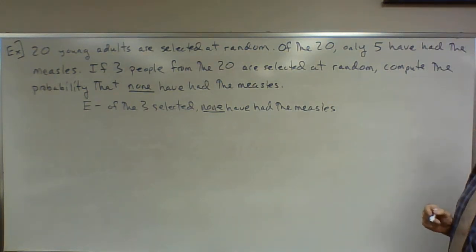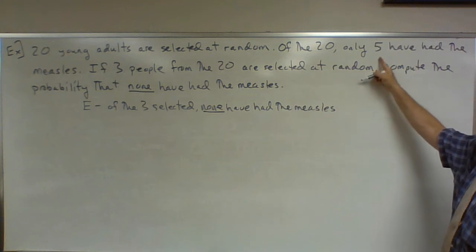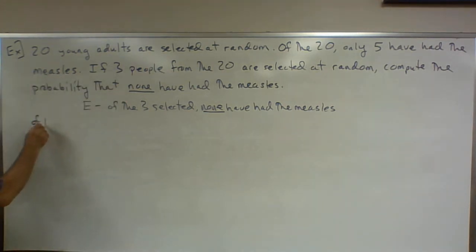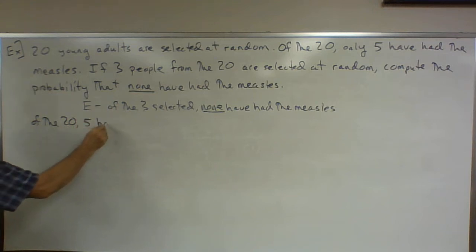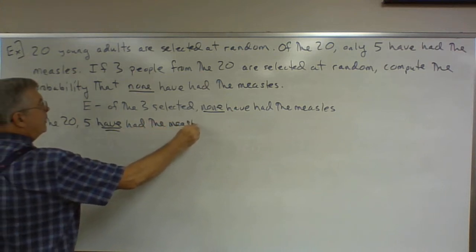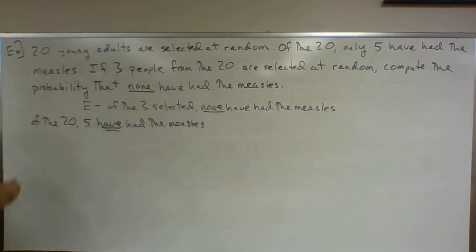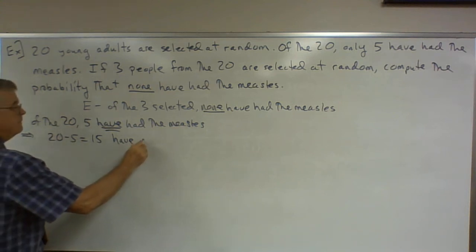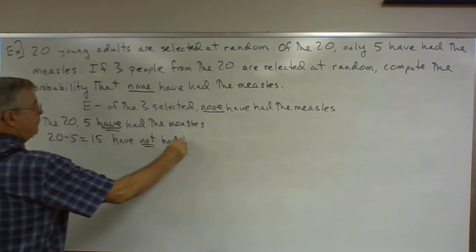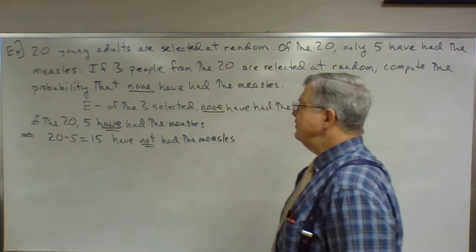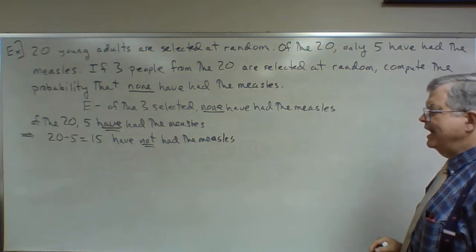Now let's look at our information here. Of the 20 people, 5 have had the measles. So what does that mean? That means that 20 minus 5 have not. Fifteen of the 20 have not had the measles.